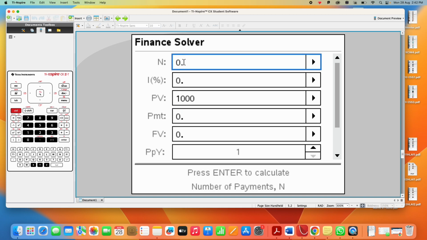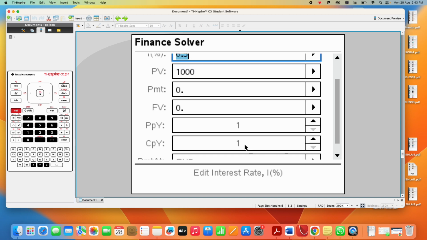How many payments am I going to make? 24. Interest rate? 6.5. Now the interest rate here automatically tags to CPY down here. What's the compounding periods for the interest? Is it yearly or monthly? Monthly, brilliant, 12. Now I'm making monthly payments, so that also happens to be 12. Usually they're the same, but not always. Usually, all right? If any doubt, put them the same.